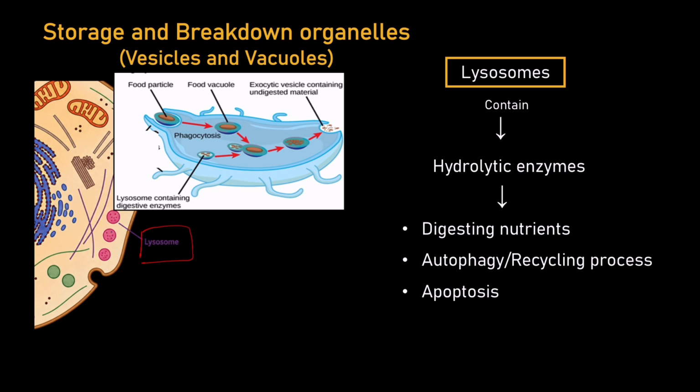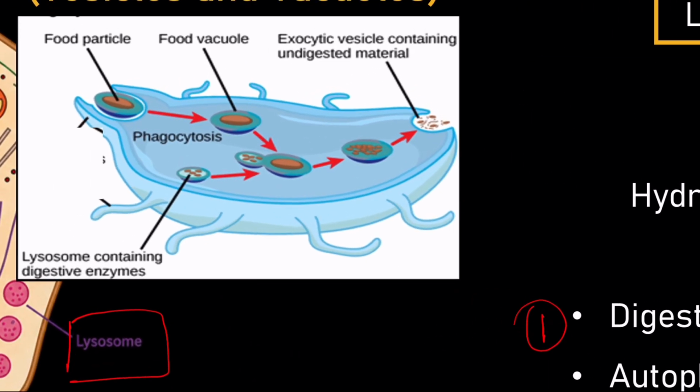Lysosomes are called the cell's garbage disposal. Now, why are they called so? We will just discover that. They have a variety of functions. First, they fuse with food vacuoles to aid the breakdown of proteins, carbohydrates, lipids, and nucleic acids into amino acids, sugars, and other monomers, which are then released into the cytoplasm to be used as nutrients, like you just see here.